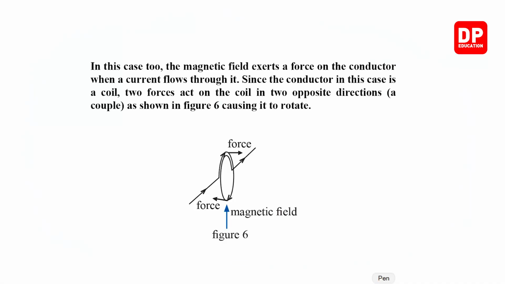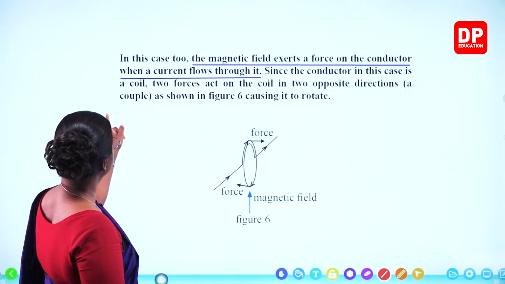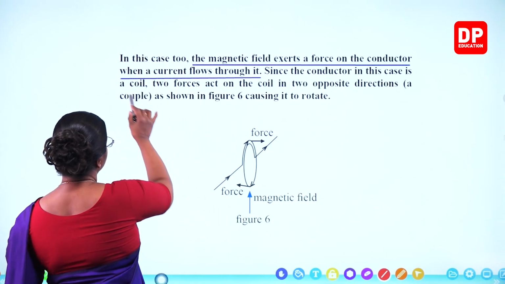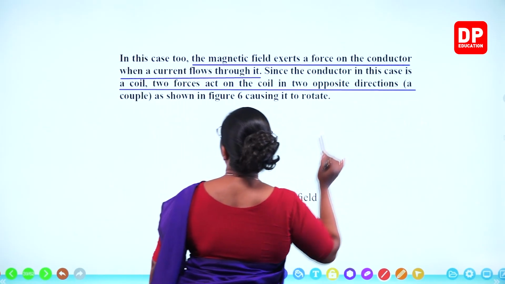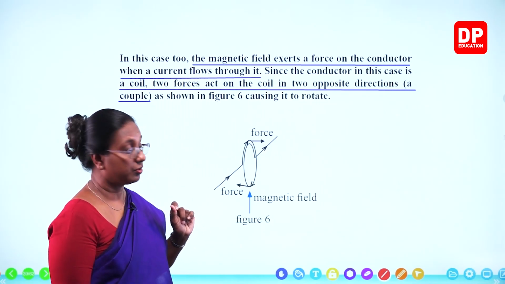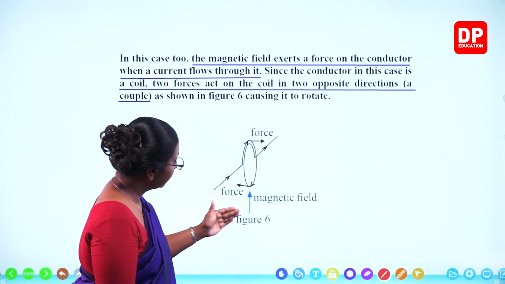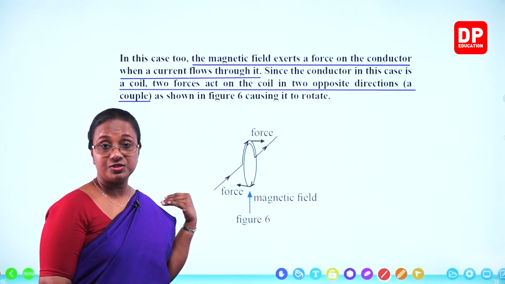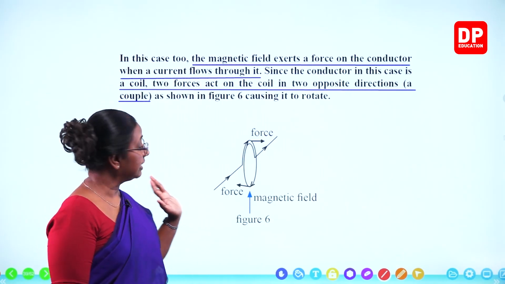In this case too, the magnetic field exerts a force on the conductor when a current flows through it. Since the conductor in this case is a coil, two forces act on the coil in two opposite directions. So since it is a coil, there are two forces acting like a couple, as shown in figure 6, causing it to rotate. So here you can see, now the diagram is shown in a kind of three-dimensional structure. I just explained it to you all using a 2D diagram. I'm sure you can relate it.